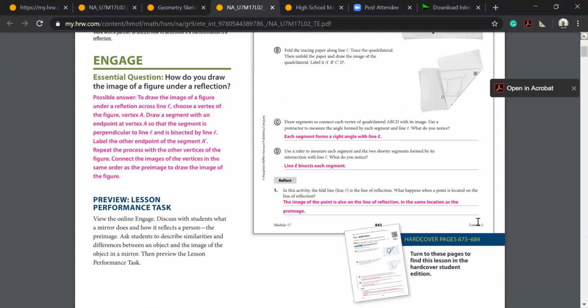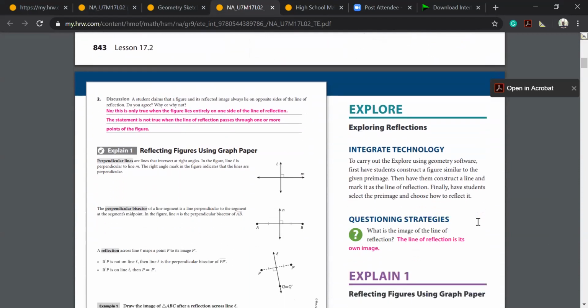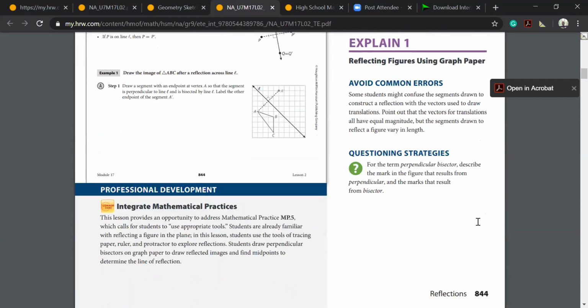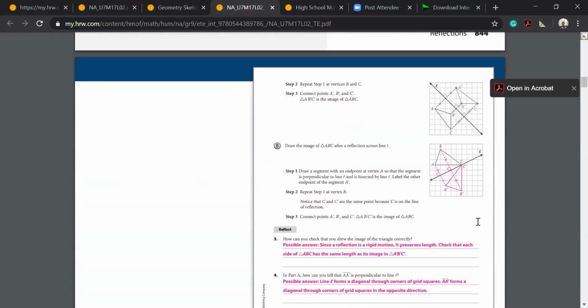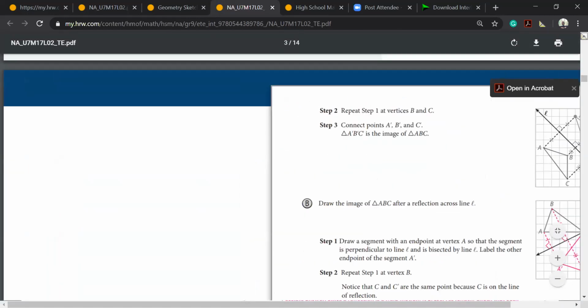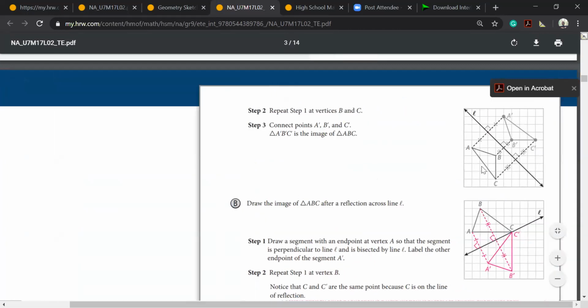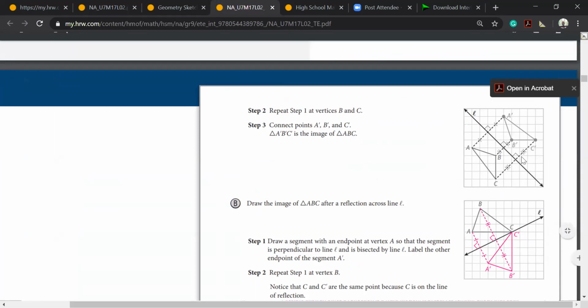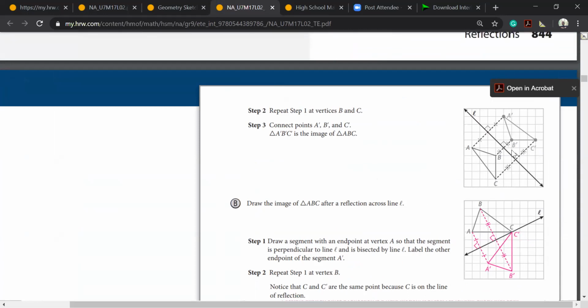Okay, let's see the answers. Yes, here it is. We draw three lines, all of them are perpendicular, and this distance is equal to this, is equal to this, is equal to this, until I find my triangle. And of course, do not forget to label it A prime, B prime, and C prime.